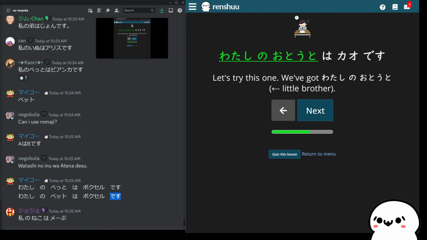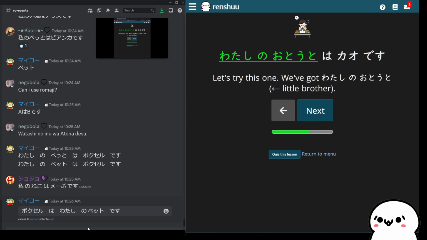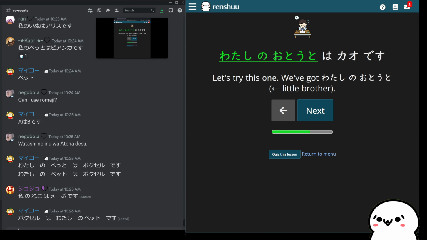Can you flip those? Sure. There's nothing saying that the no needs to come in the first spot or the second spot. So you could say something like, I'm going to type it out for you. You could say this, bokseru wa watashi no petto desu. And this would be fine. The no's are really nice in that they can take any noun anywhere in the sentence and further expand on it and add information, add specificity to it.